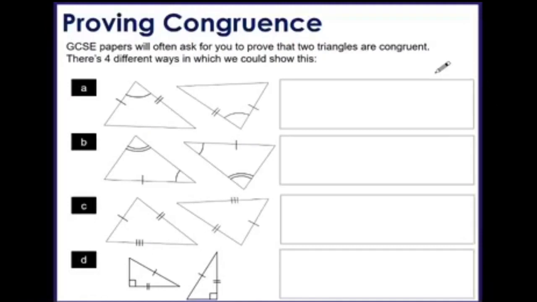Alright, so let's try to prove these four situations here. Using the two figures, can we say that these two triangles are congruent? Let's find out. Alright, so for figure number 1 or letter A, what about them, congruent or not congruent?